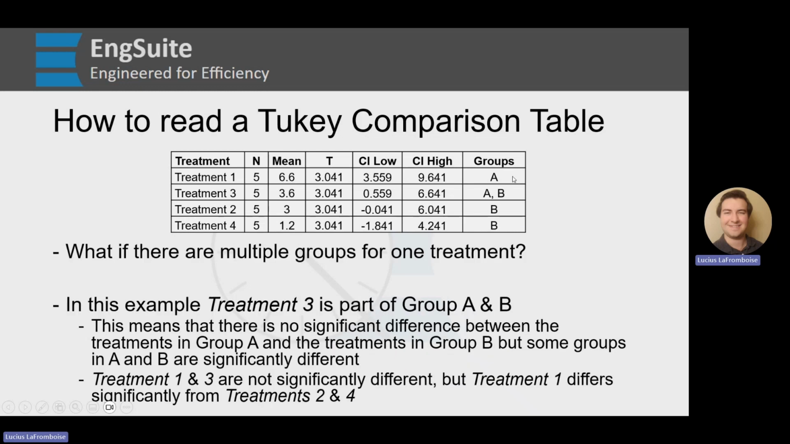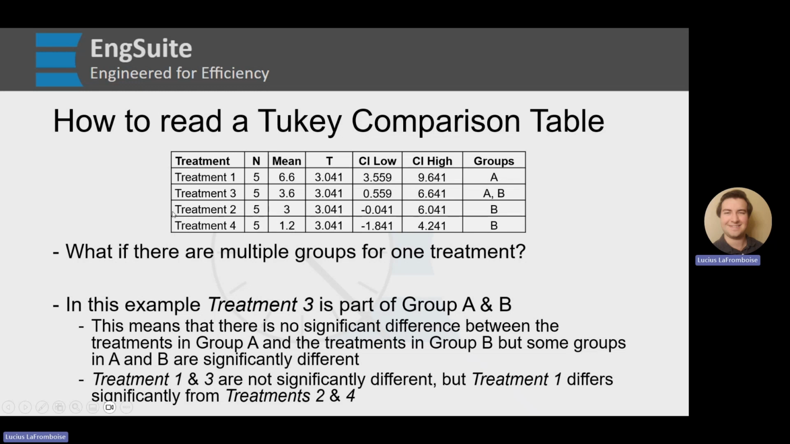But what if there's multiple groups for one treatment? So like treatment 3 here, we have A and B. In this example, treatment 3 is part of group A and B, and that means that there's no significant difference between the treatments in group A and the treatments in group B. But some groups in A and B are significantly different.